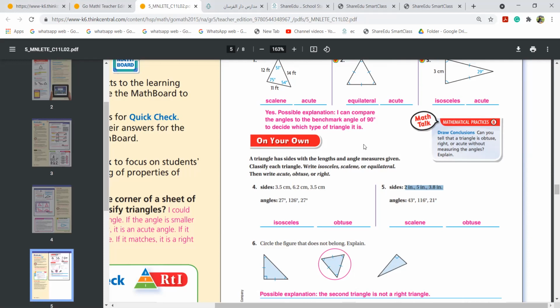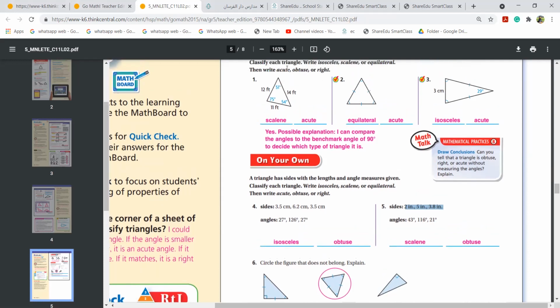Jury, listen to me. I told you, see these lines. Which lines you will see? These lines. One, the small one. All are the same. That means it is called equilateral.